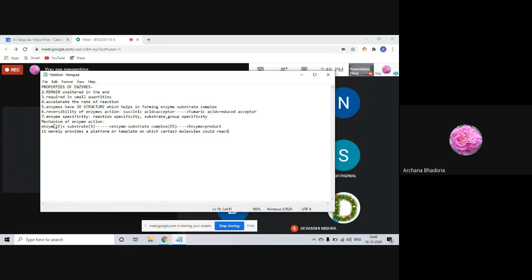So for bonds to form and break, it is necessary for the molecules to come close to each other. They are present at different places, distantly, but once the enzymes are present, the enzymes will provide them the platform on which these molecules will react and form a product. Got it everyone? This is very, very important. Now how are they helping? The other way, second point, you write down, is that they reduce the energy of activation. Very, very important. So first they provide the platform, and second they reduce the energy of activation.